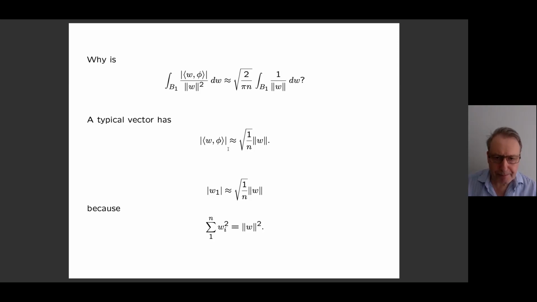The answer is kind of simple. If we're looking at a typical vector, it doesn't really matter which direction phi is pointing. They're all the same by symmetry. So let's assume it's the standard basis vector direction, the first coordinate direction. So this inner product is just the first coordinate of w. Why should that be about 1 over root n times the length of w? Well, because the length of w squared is the sum of the squares of the coordinates, and so there are n of them, and so each one, assuming they're roughly equal, which presumably they tend to be, will be 1 over root n times the length.